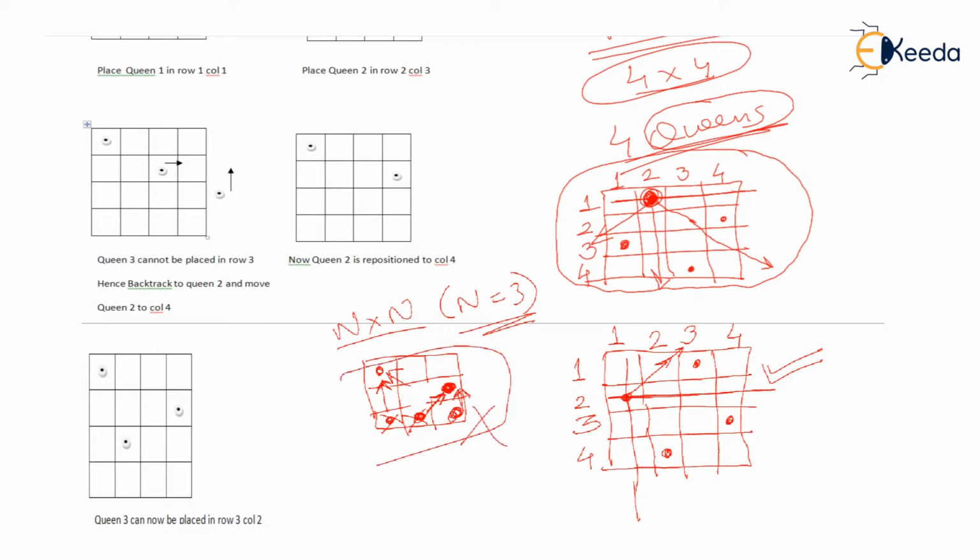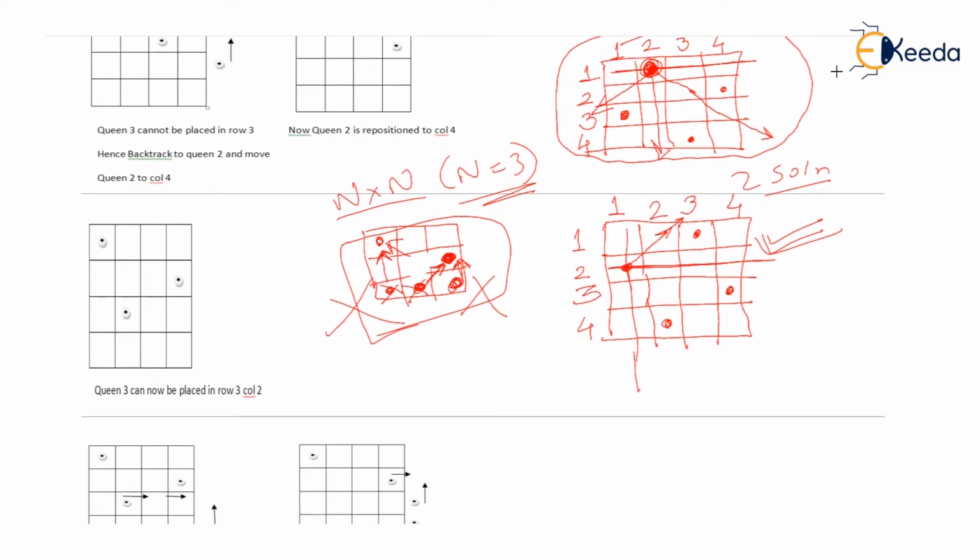Three queen problem is unsolvable. There is no solution existing. But for four queen problem, there are two solutions. Similarly, for 8 queen problem, if you have 8 by 8 chessboard, I can't dare to solve it.